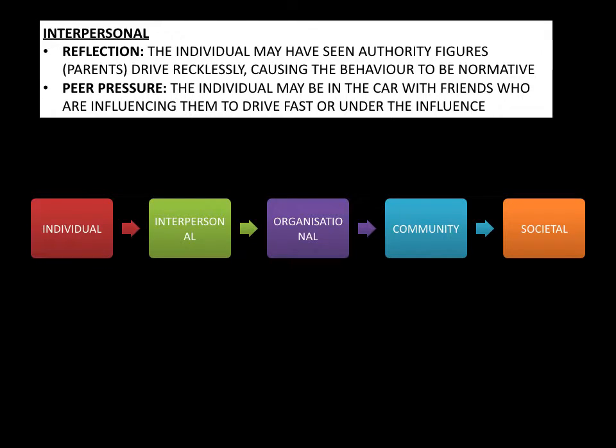Alright, from an interpersonal level, we could look at reflection. The individual may have seen an authority figure, someone like their parents, driving recklessly. This might cause them to believe that driving recklessly is appropriate, and they might have a positive attitude towards risk-taking, such as doing burnouts or speeding. We might have something along the lines of peer pressure. The individual may be in the car with friends who are influencing them to drive fast, or potentially under the influence of alcohol.